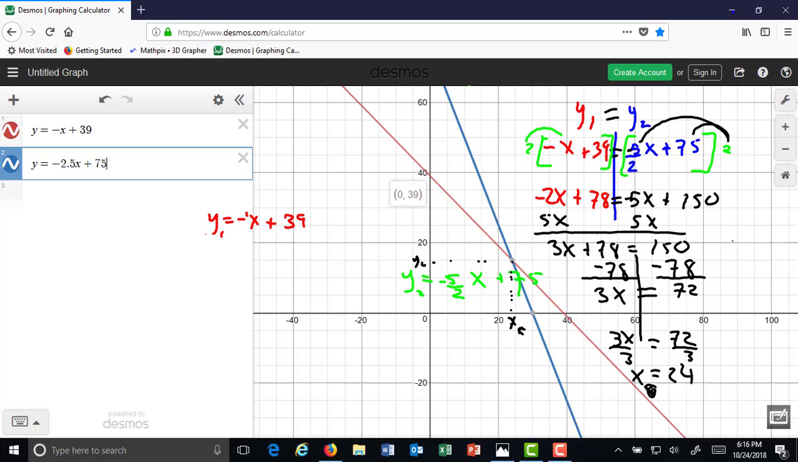So I can then decide, now that I got my x, where to get my y. I can put my x here, or I can put my x here. If I put my x here, then my y critical value will be equal to what? Well, I'm going to put in my x now. It's equal to minus 24 plus 39, right? So what do I have? Like, 6 and 9, 15.